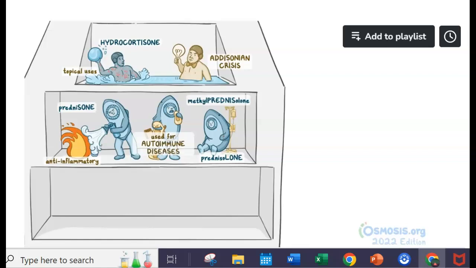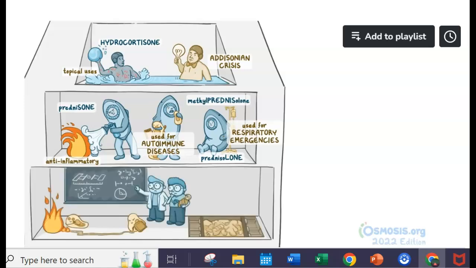Finally, methylprednisolone is connected to an IV line, or holding tablet, to help you remember it can be used in respiratory emergencies like asthma exacerbations. Okay, let's go to the last room, which represents the long-duration glucocorticoids.